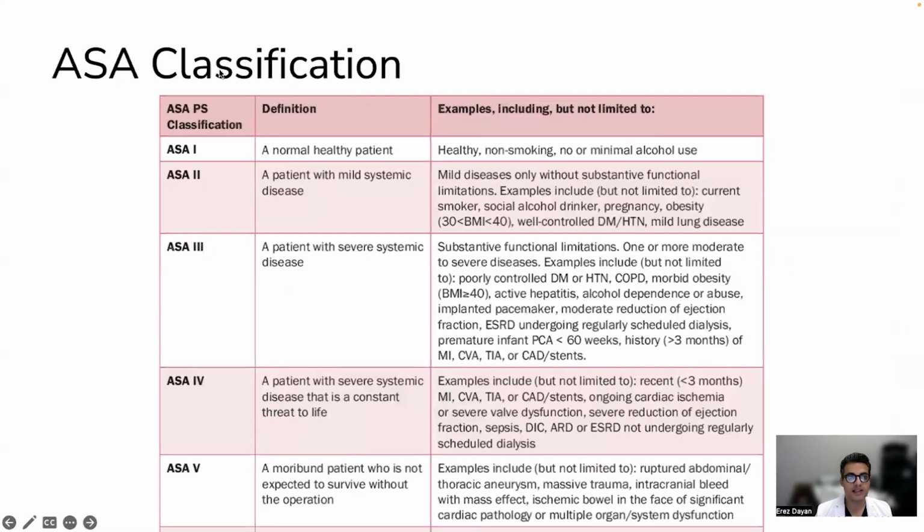We want to look at ASA classifications. So we want all our patients to really be an ASA 1 or maybe 2. Any patient that's higher than that, 3 or 4, you really don't want to be performing liposuction on. So we want to have patients that are generally very healthy as part of their pre-op considerations.